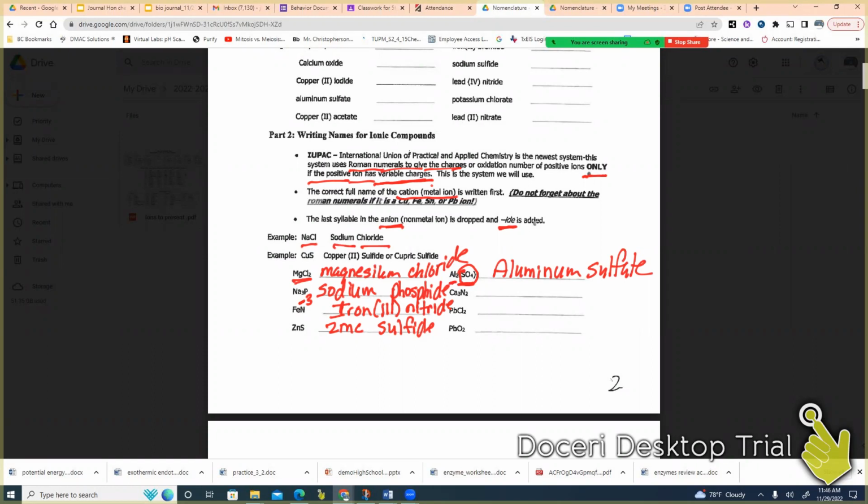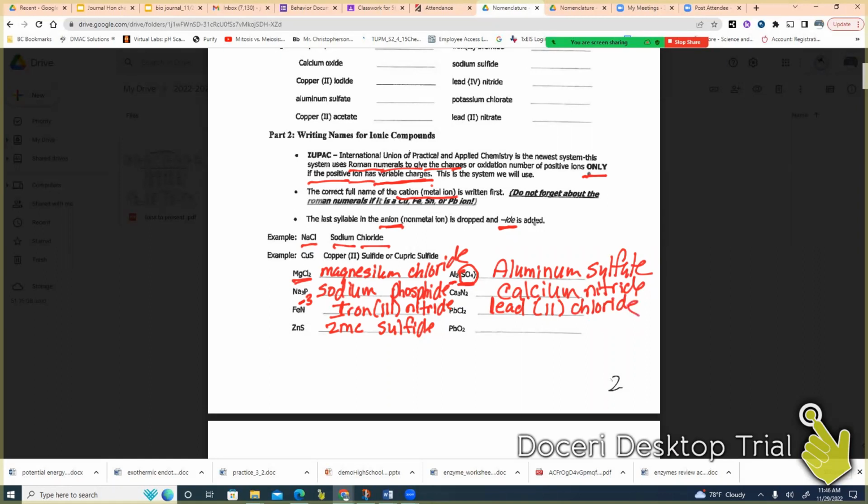We have for our first one calcium nitride. Now the other 2 took a little bit more work. So my first one, PbCl2, what would that be? Lead. And which lead did I have to use? 2. And then chloride.